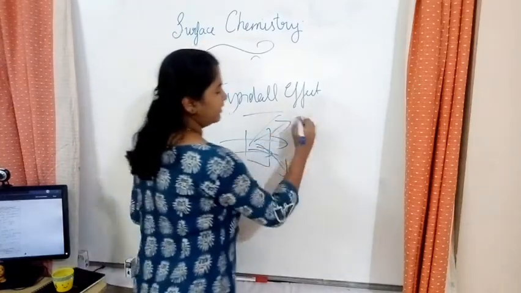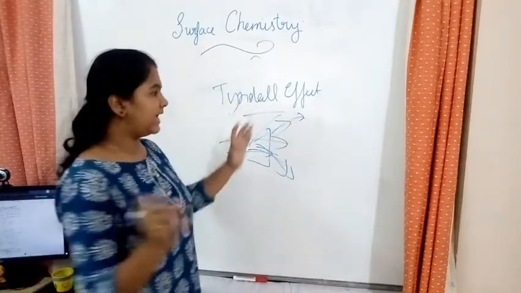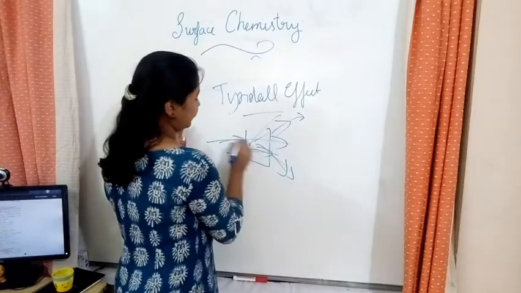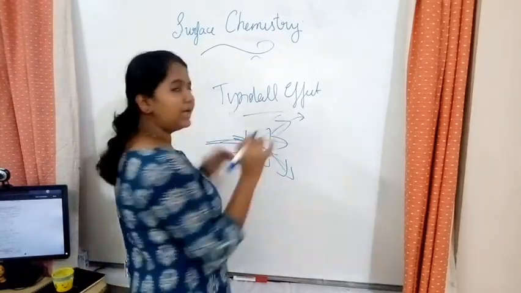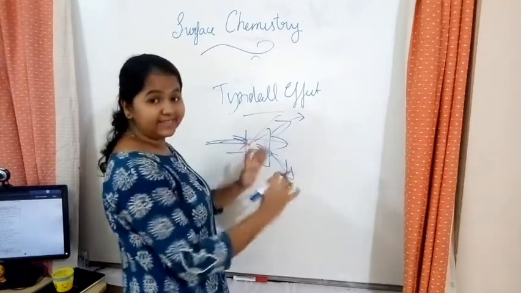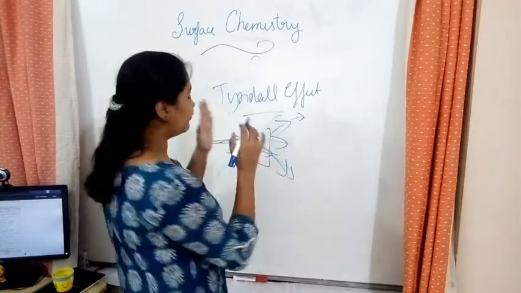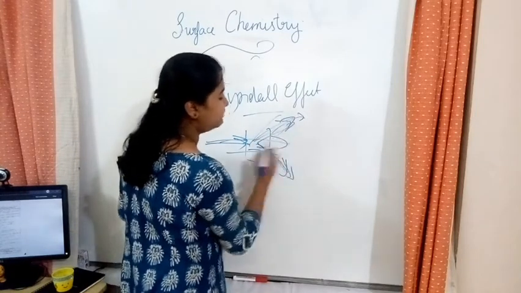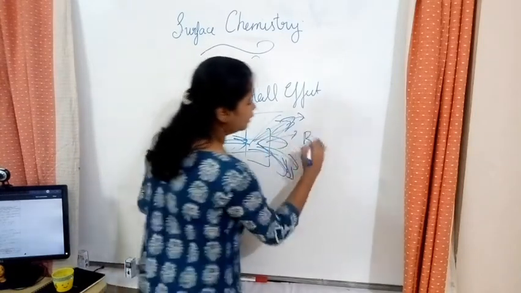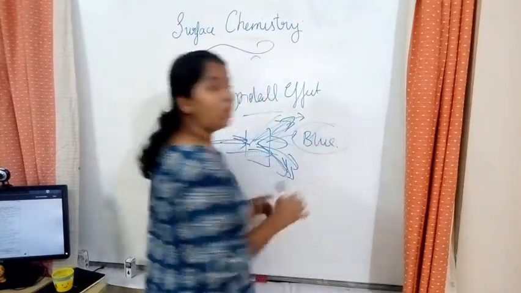So this scattered light, if this is the incident ray, then what will happen? When you look from a 90-degree angle, the light that is dispersed would have a blue color. Blue color. That is known as opalescence.